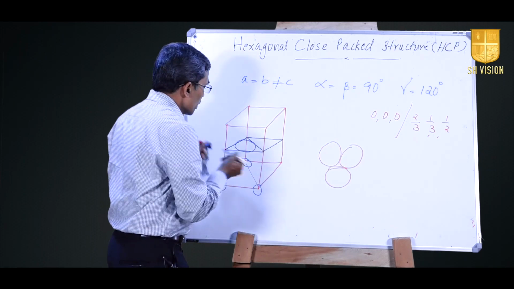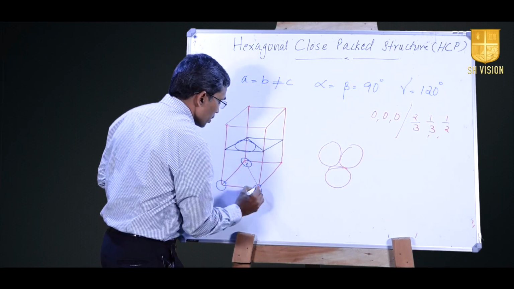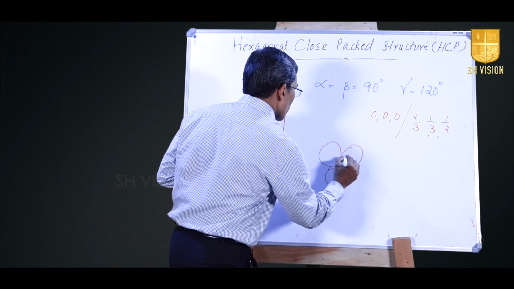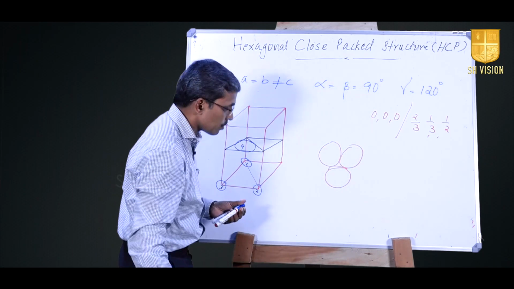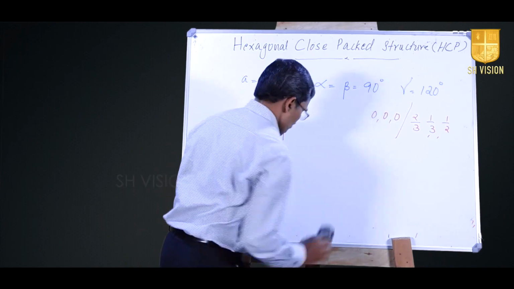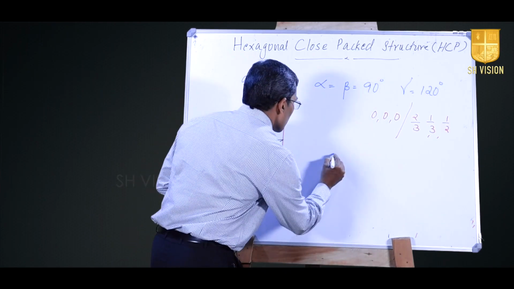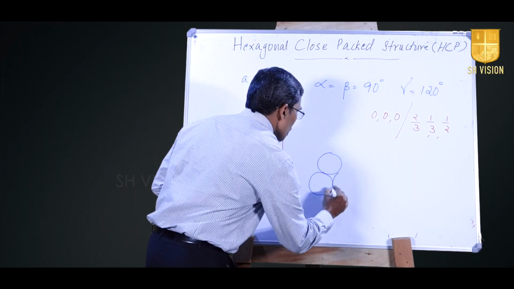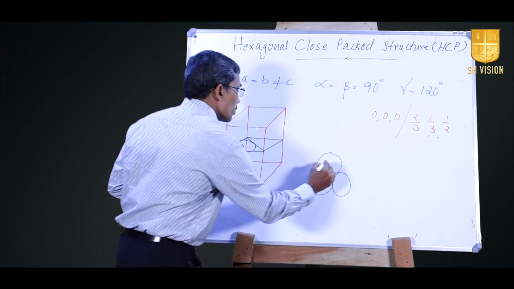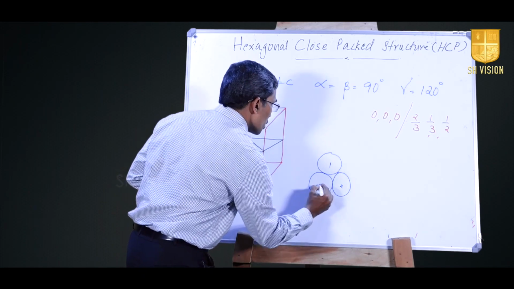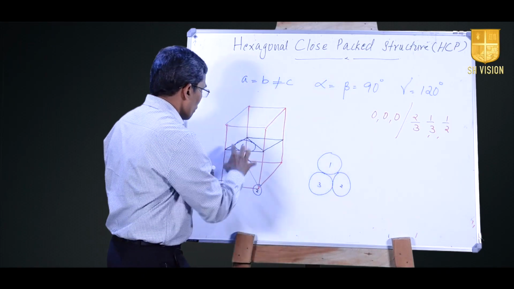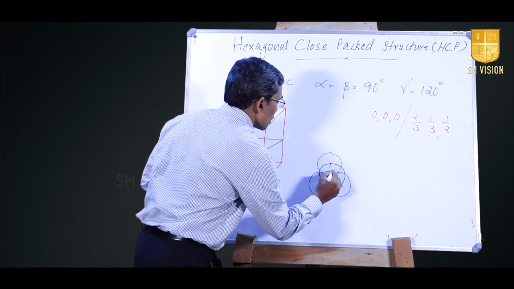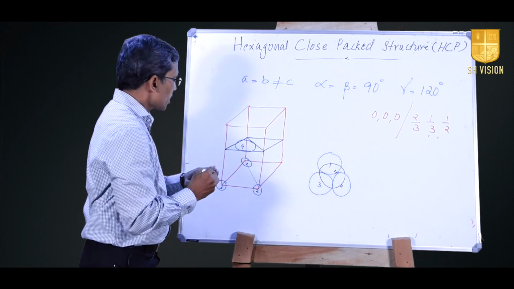So, this is 1, 2, 3, and if I call this one 4, it will be in this form, it will be coming like this. So, 1, 2, 3, and the 4th one will be sitting on this. So, this is how it is formed.